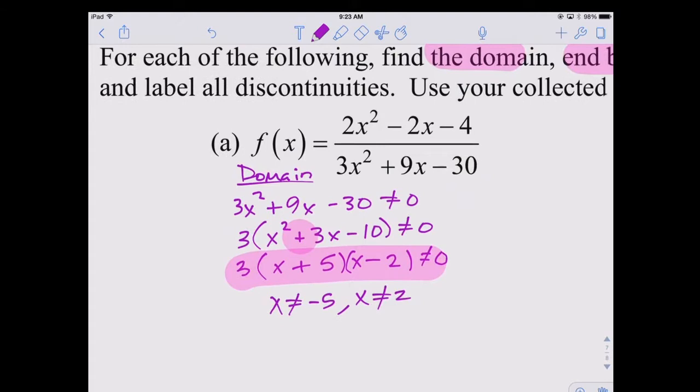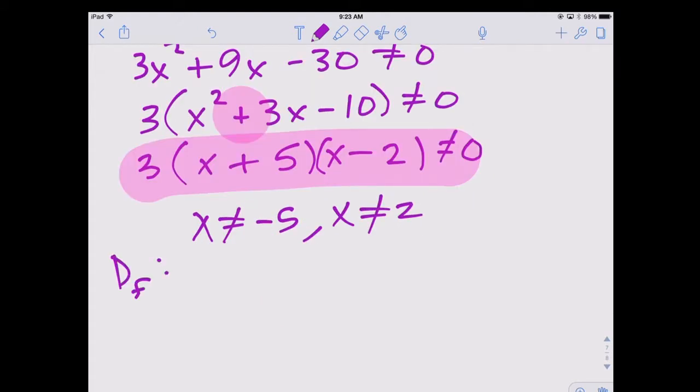Let's go ahead and state that. So D sub f, you're looking at a very, very possible prospective free response question, by the way. I would kind of ask these in isolation. Part A, what's the domain of the function? Show your work. So here we go. We showed the work. D sub f now is the set of all x such that x isn't negative 5 and 2.